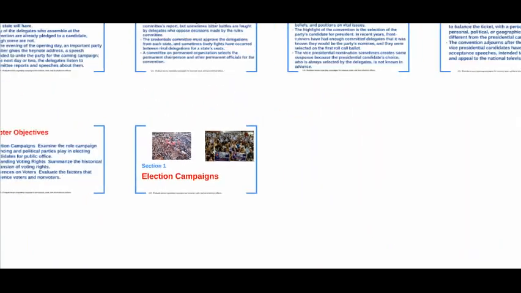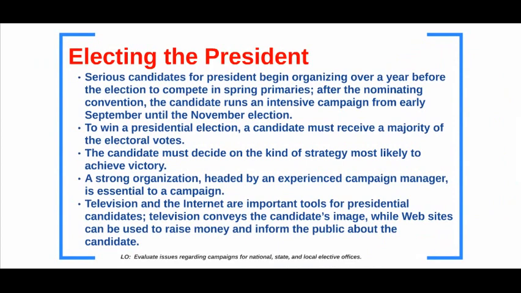Section 1, Election Campaigns. Electing the President. Serious candidates for president begin organizing over a year before the election to compete in the spring primaries. After the nominating convention, the candidate runs an intensive campaign from early September until the November election. To win a presidential election, a candidate must receive a majority of the electoral votes. The candidate must decide on the kind of strategy most likely to achieve victory.